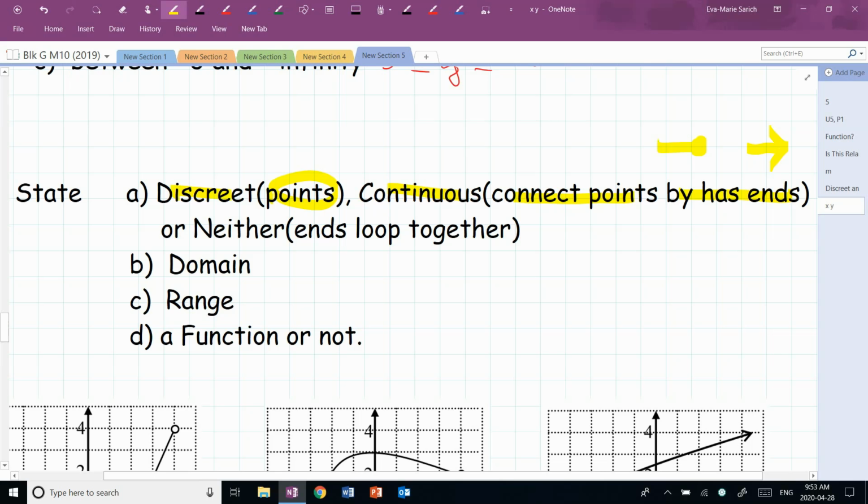Because there is a possibility that it's neither, and that's where the ends loop together. So they could loop together in a circle or in an oval or even in a square or a triangle. Those are where the ends have actually looped together, and that's going to be neither discrete nor continuous. Okay, so you have to determine which of those three it is, and you can just circle.